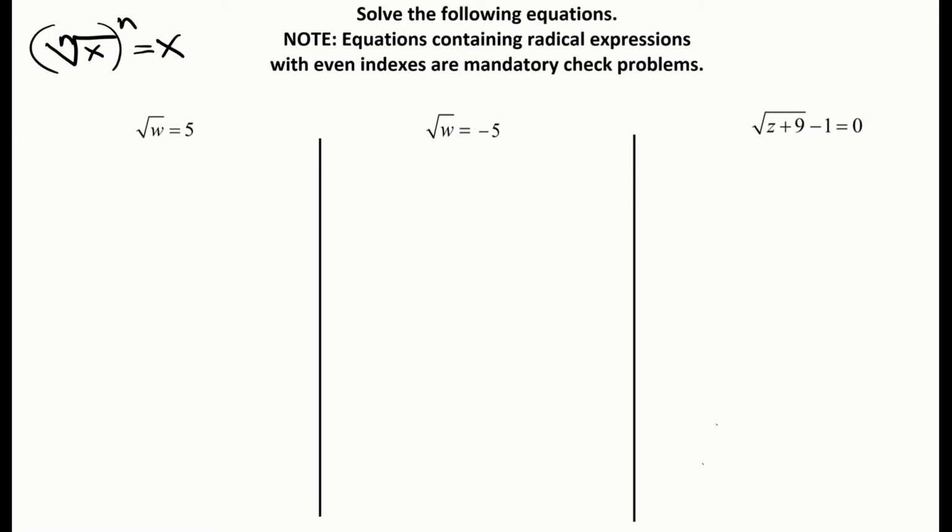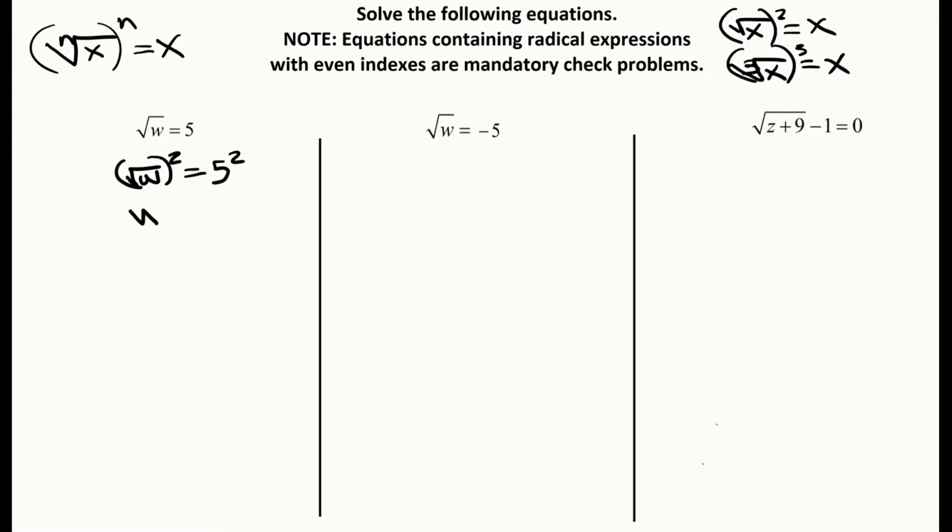Now, for the case of square root, for example, if you take the square root of any number and square it, you get the number itself. For the case of cube root, of course, if you want to get x, you'll have to cube it. So we're going to be using this property very heavily. So we'll start off right away on the left side here. We notice that we have the square root of w and we're trying to solve for w. So we're going to go ahead and square both sides like that. So we end up with w equals 25.